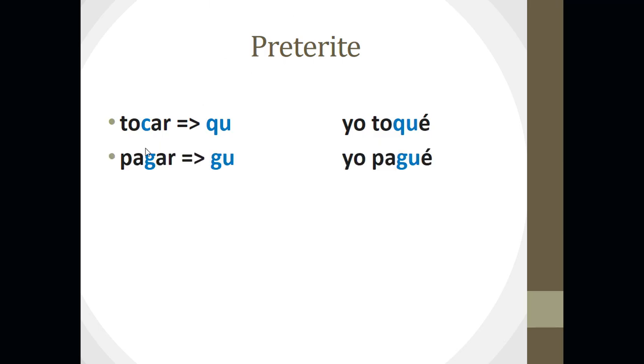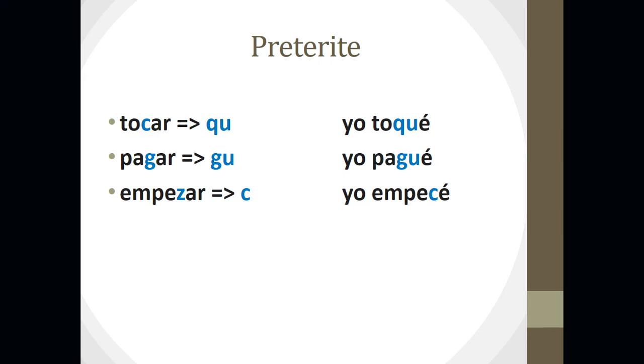When you have a verb that ends in GAR, your G will change to a GU, again in the yo form only. The yo form, I paid, would look like this, yo pagué. When you have a verb that ends in ZAR, your Z will change to a C. Okay, to say I started, it will look like yo empecé.